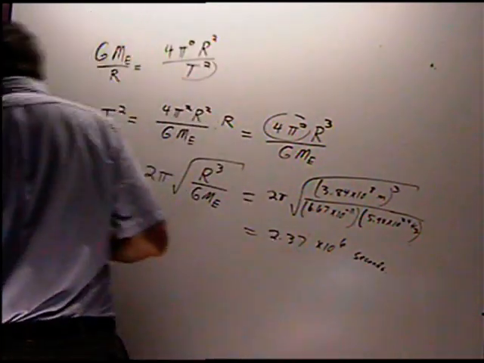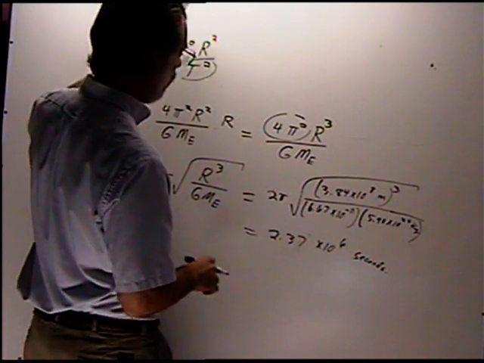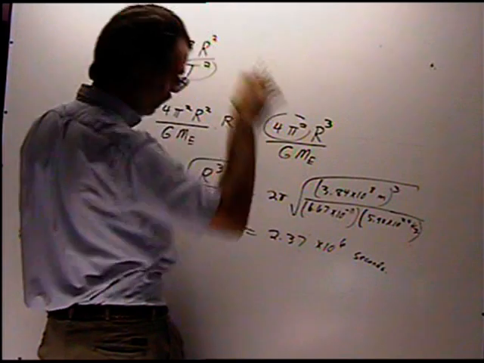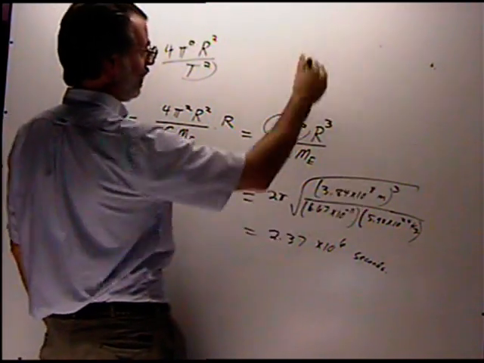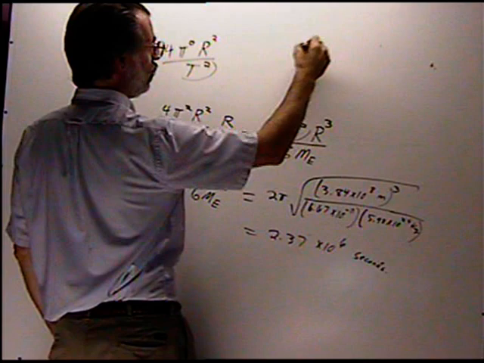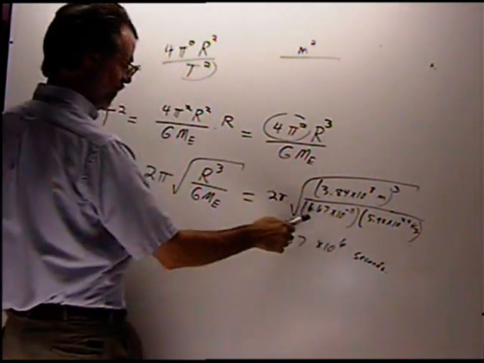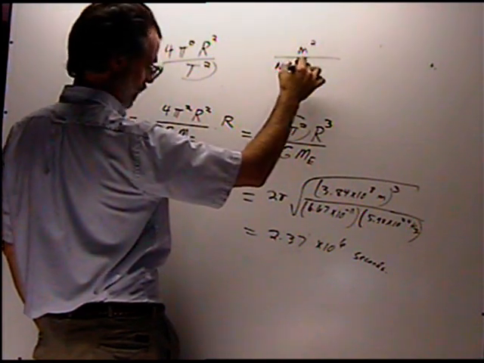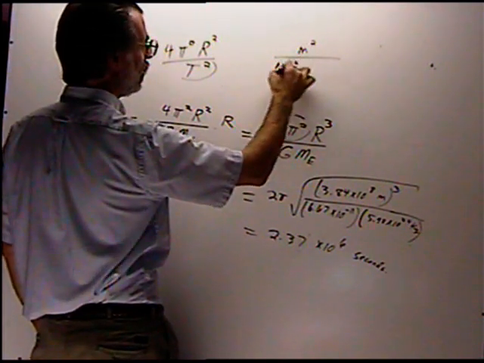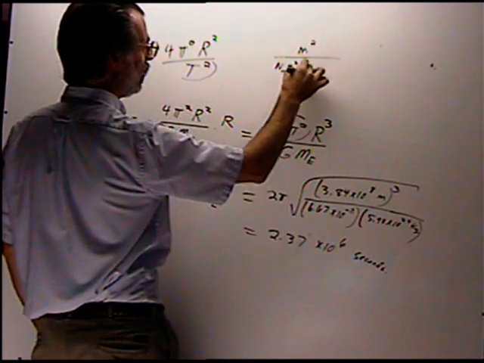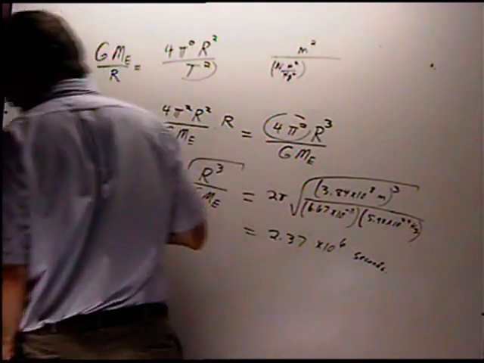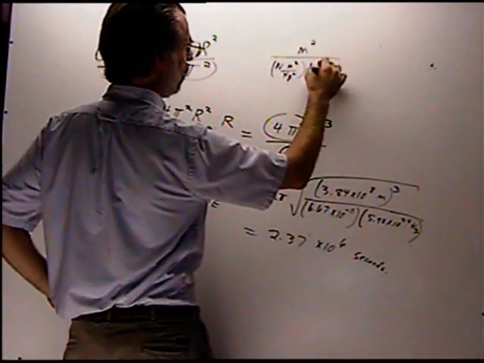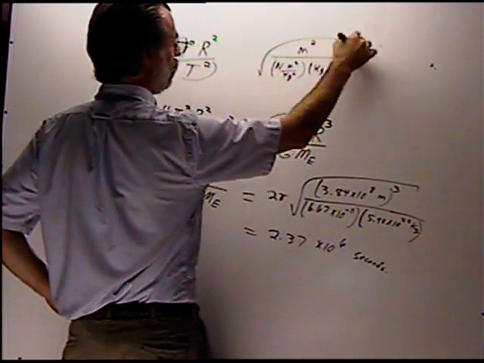Okay. Now, how do I know it's seconds? Let's now worry about the units. Well, I'll keep this right here. This is a big, kind of hairy expression, but let's look at it. We have meters cubed divided by the units of G, remember, which are newtons times meters squared per kilogram squared, times kilograms. And we have the square root of all of this.